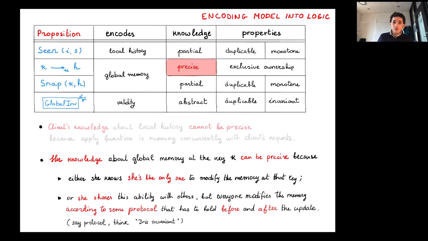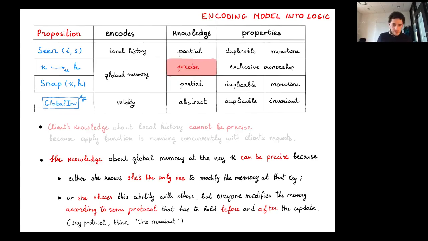Client's knowledge about global memory at a given key K can be precise because either the client knows that she is the only one to modify the memory at that key, or because she shares this ability to make an update to key K with other clients, in which case all clients must use the ownership resource according to some agreed protocol that has to hold before and after each update to that key.